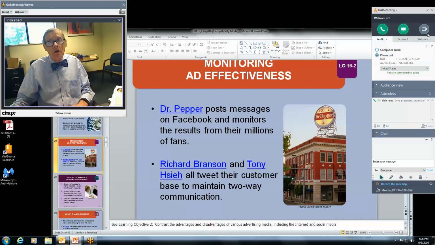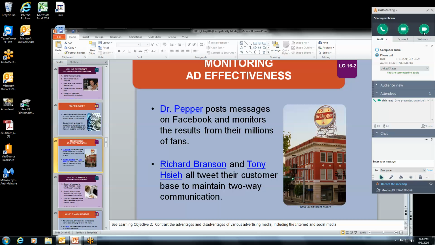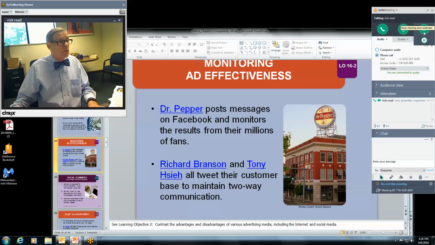Here's how a number of companies, notice Dr Pepper and Richard Branson, who is the founder of Virgin Atlantic and Virgin Airlines and a few other companies with the name Virgin in them, what they do to maintain communication and make sure that their advertising is working.